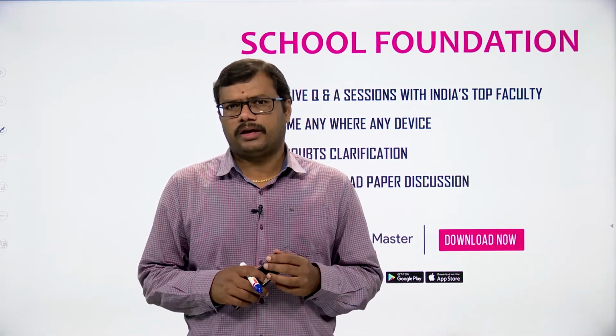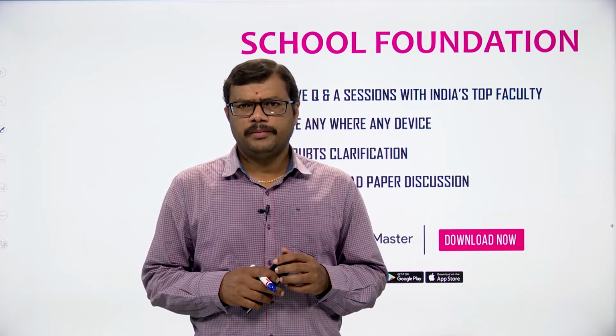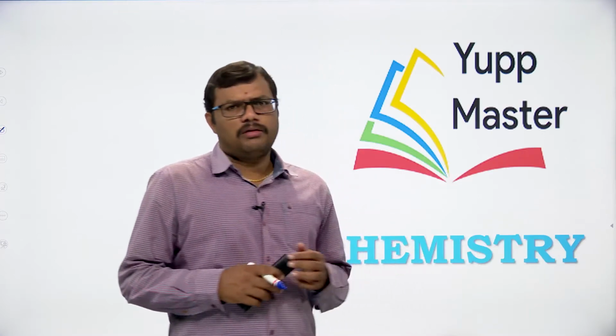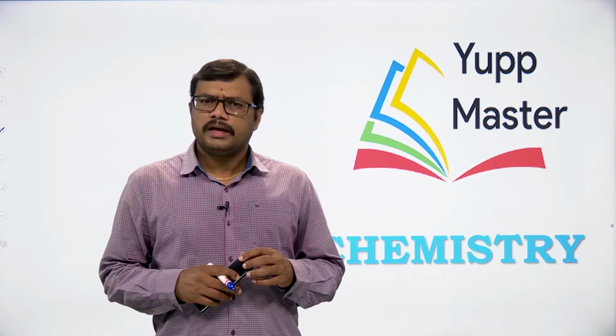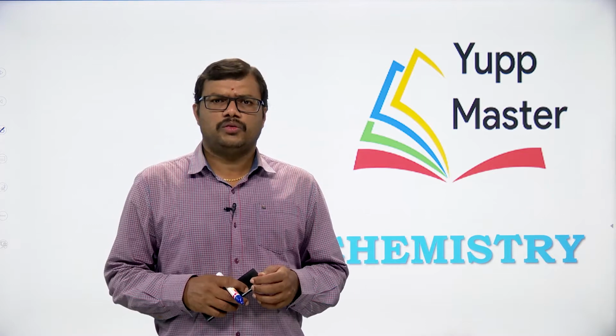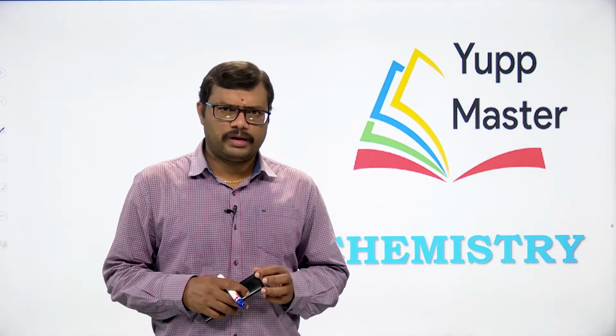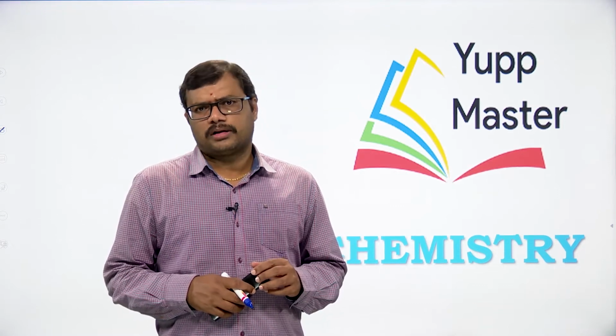In the previous class we started discussing the methods of preparation of alkenes. We have discussed two methods. The first one is the dehydration of alcohols. Alcohols on dehydration using a dehydrating agent like sulfuric acid under heating conditions give an alkene as a product.